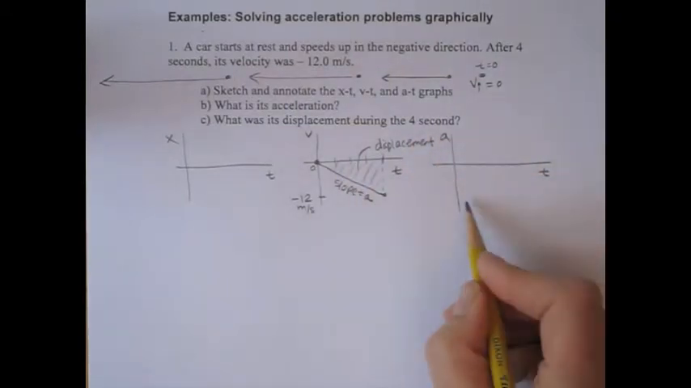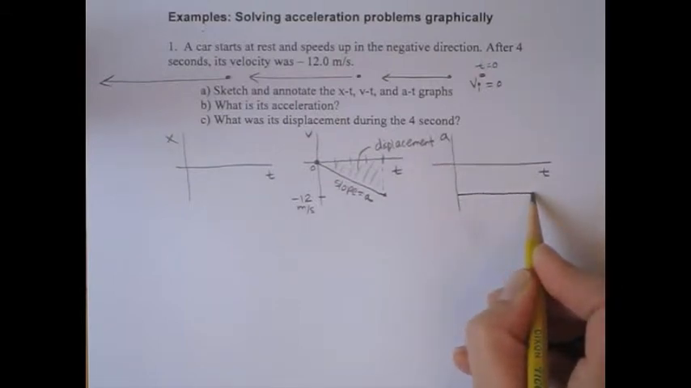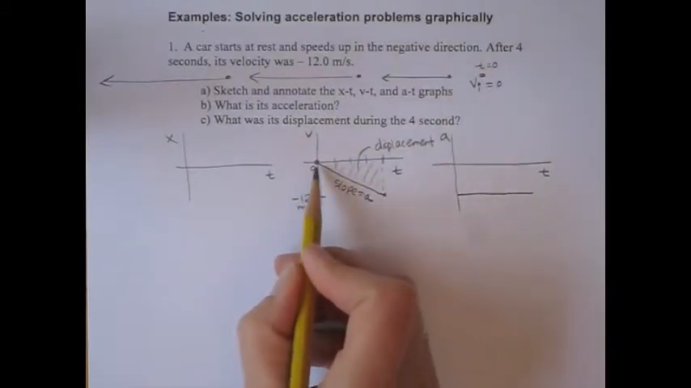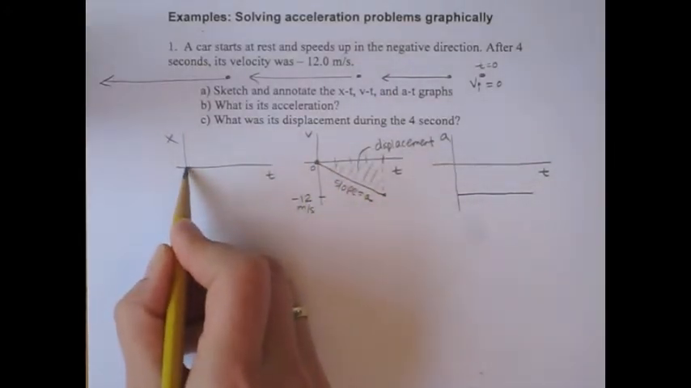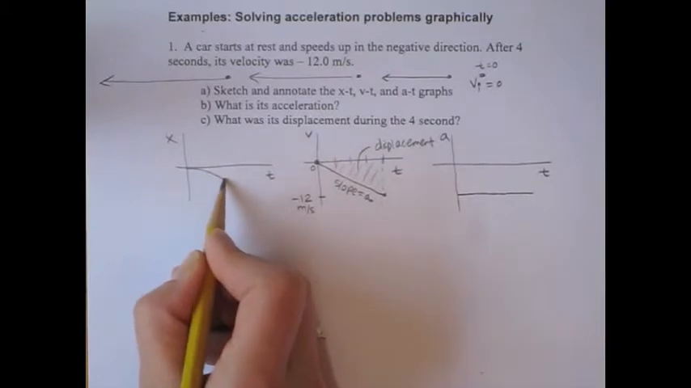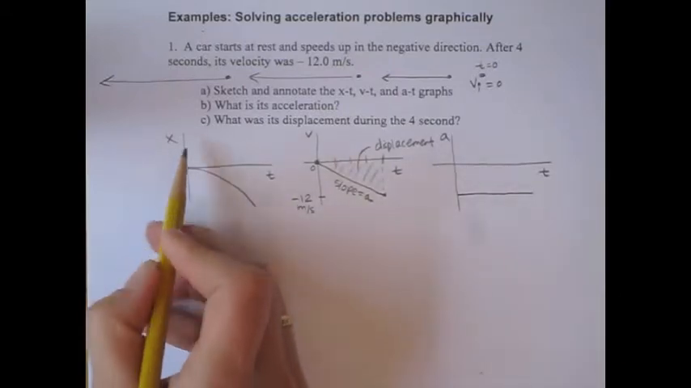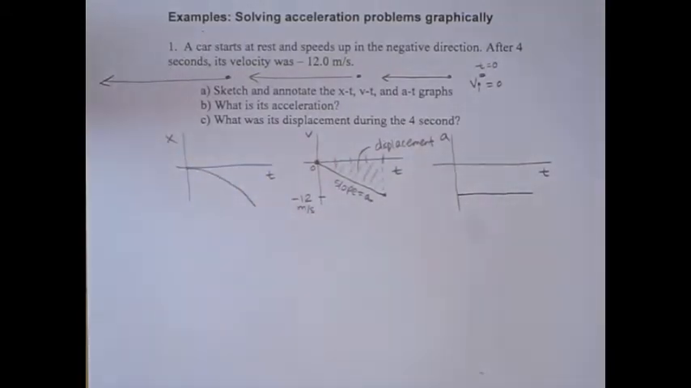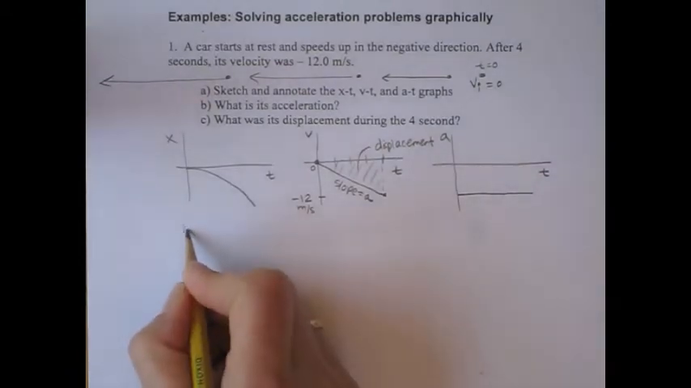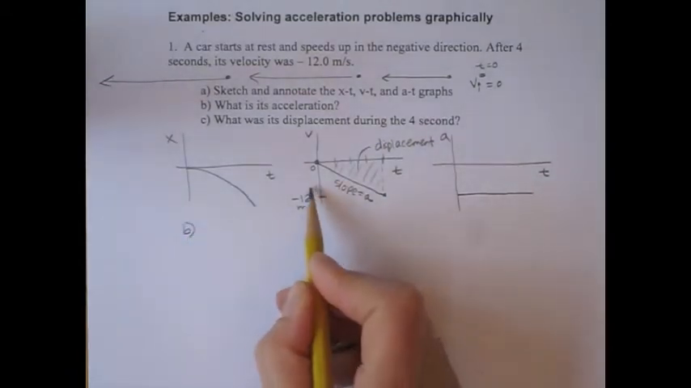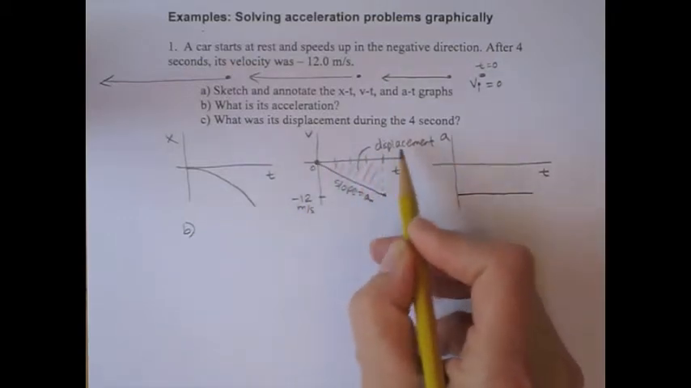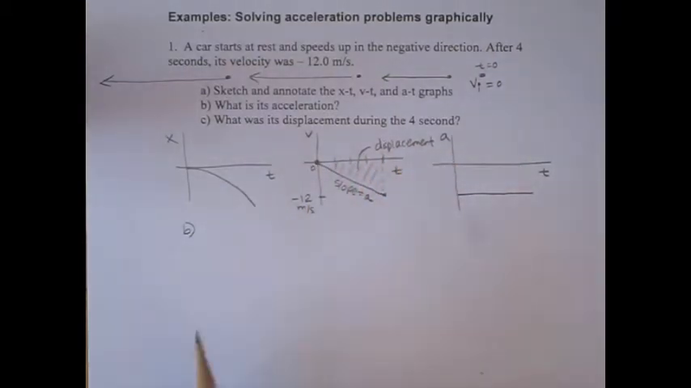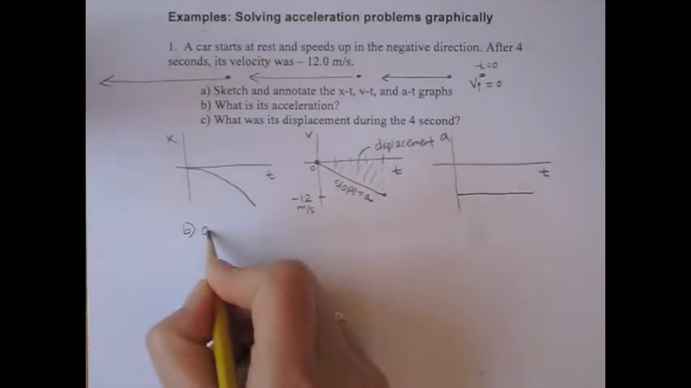The slope here is negative, so we know it had a negative acceleration. And based on this velocity becoming more negative, we know that this graph has to look something like this. We don't know where it started, so you could also draw your curve up here. Okay, so this is annotated with the final velocity, the initial velocity, other things that I know are going to be true. Part B, what is the acceleration?